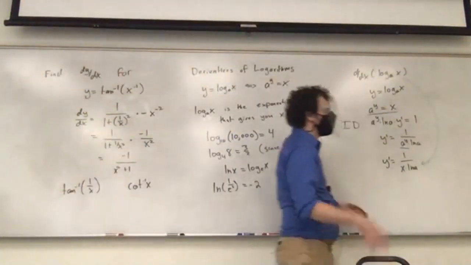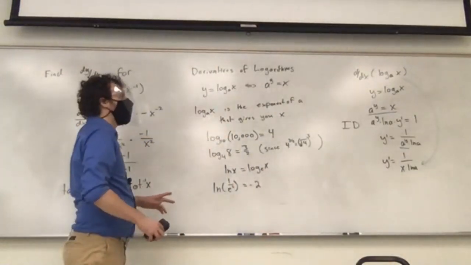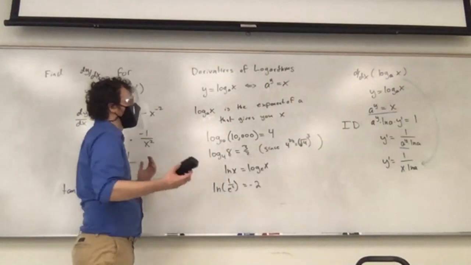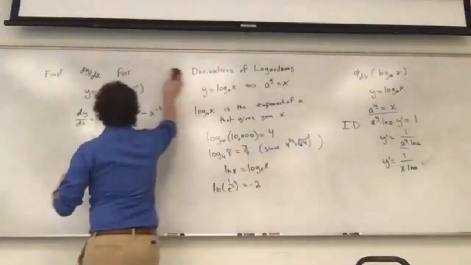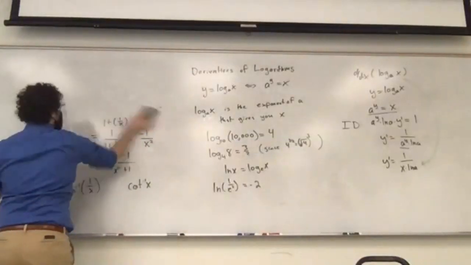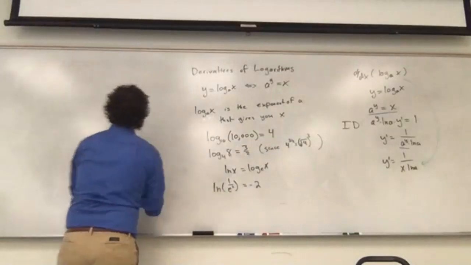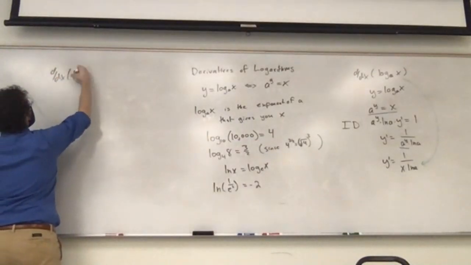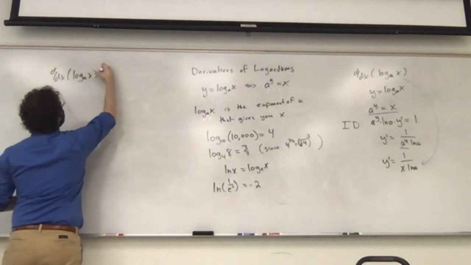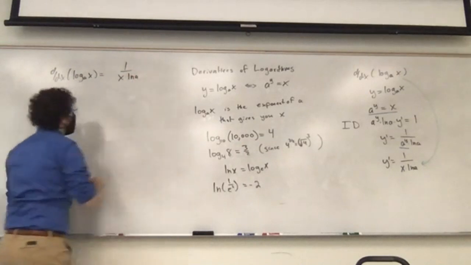So to collect a couple pieces of information, we have this new derivative rule, and this is where it comes from, but also we can use it whenever appropriate. So we have our derivative rule that the derivative of log base a of x is 1 over x times the natural log of a.